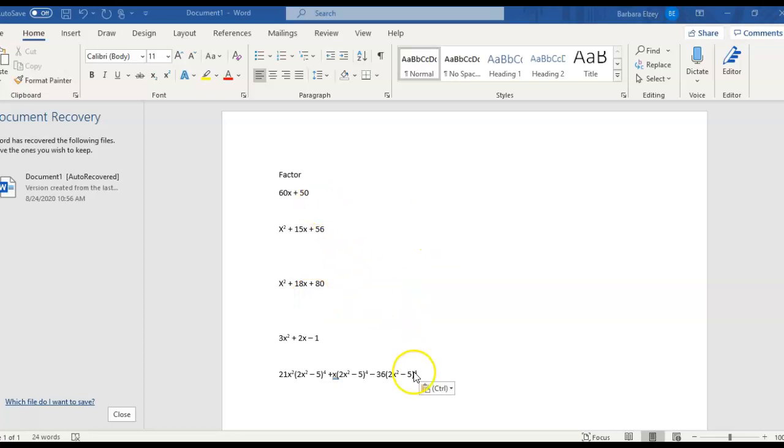Alright, so let's make a video of some of these factoring problems first, and then I'll send you another video with those radical equation problems. Alright, so our first one, we want to factor 60x plus 50.